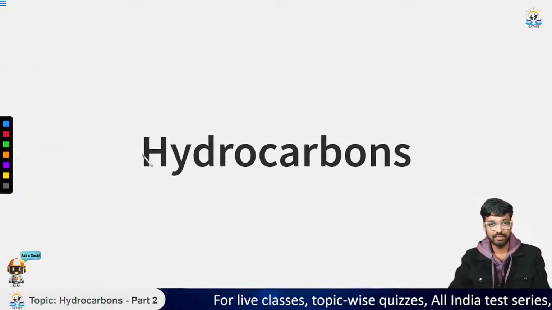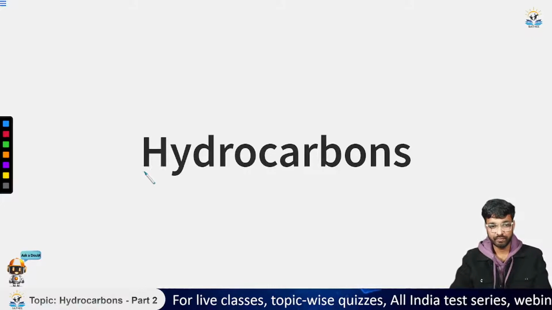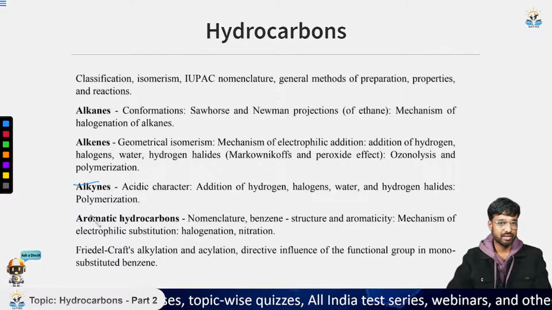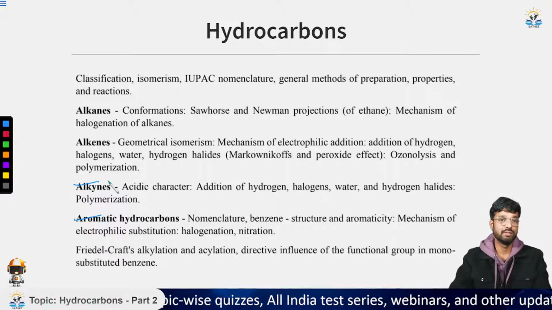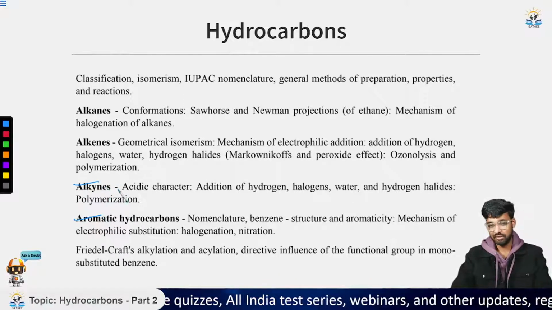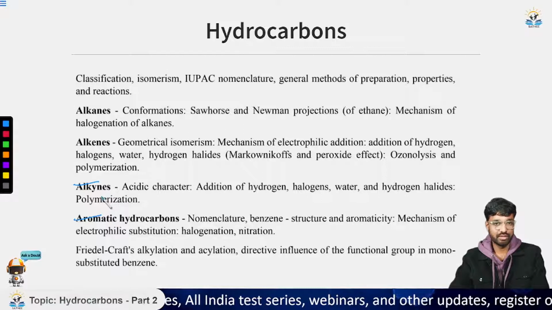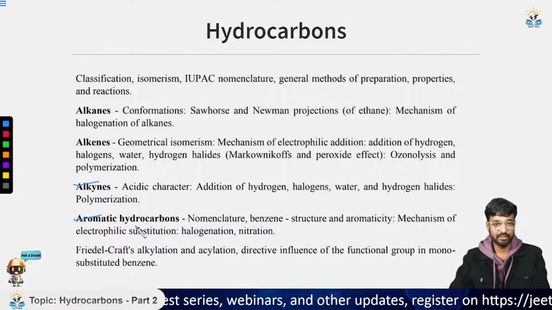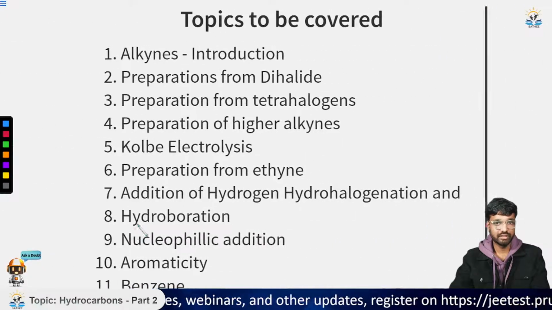So we have started the chapter hydrocarbon and we have completed up to alkenes. Today we will be covering alkynes and aromatic hydrocarbons. We will be talking about the preparation and reactions of both alkynes and aromatic compounds, and see what made the aromatic compound more stable. So let us start with the alkyne.